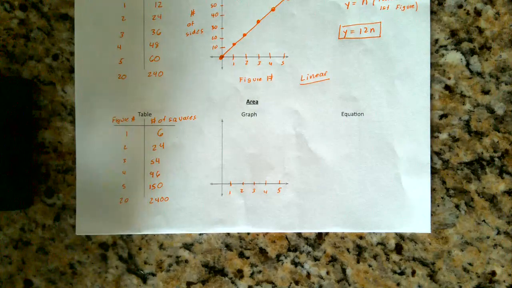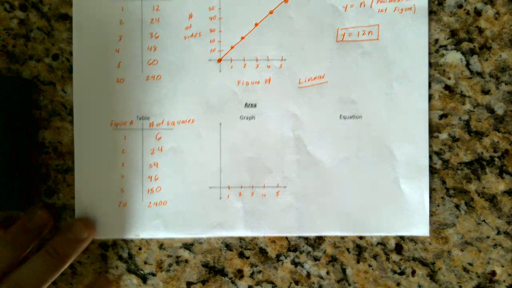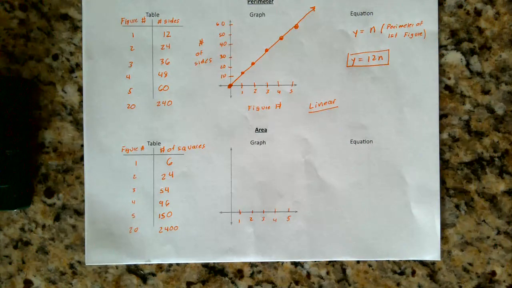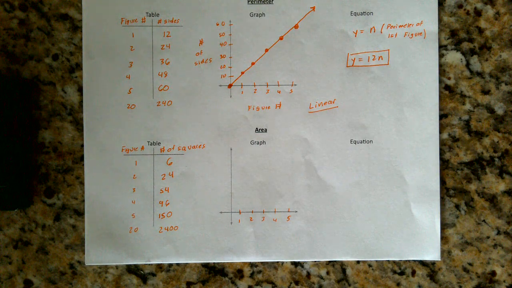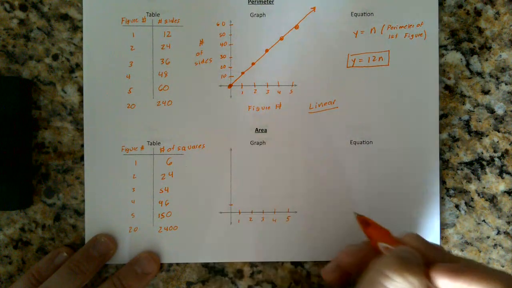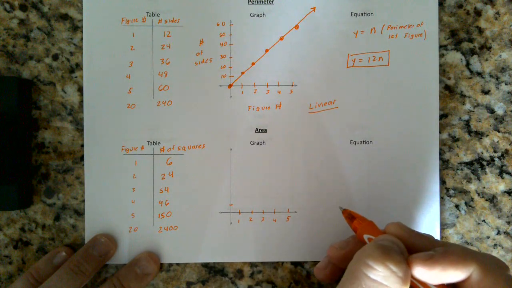All right, so now what you're going to notice here is those numbers are a lot bigger than what we had originally. In this case, we had the number of sides with the perimeter. Those numbers are a lot smaller. But now what you notice is the area is growing at a faster rate, I guess you could say. So what I'm going to do is go ahead and label this. So we got 2400 there for 20.